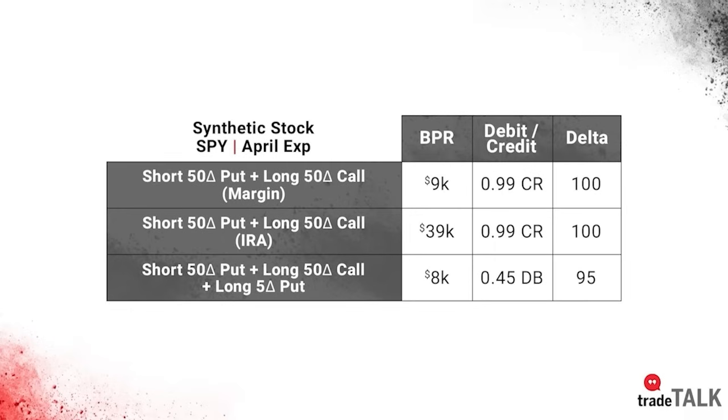Look at our buying power. It goes from $39,000 to $8,000. We give up a very small debit or credit to this. Instead of having $1 in credit, it actually cost us 45 cents to do. It's a debit. But look what happens. Our delta is basically the same at 95 deltas. So we've taken this account that could not make this trade, and all of a sudden we've ramped it up to act just like a margin account and synthetic long stock.